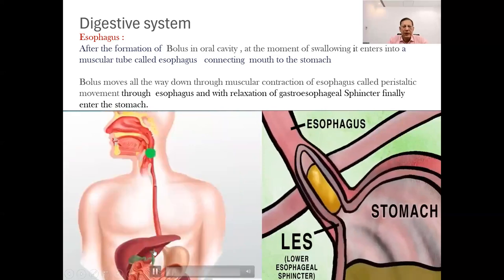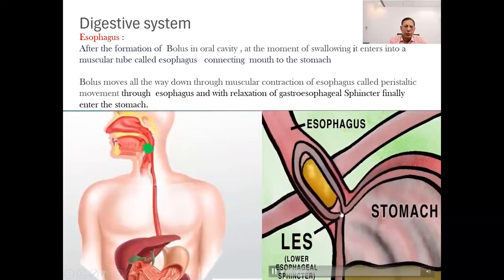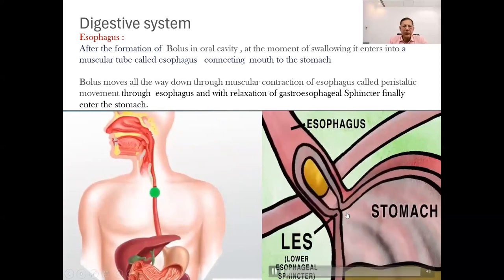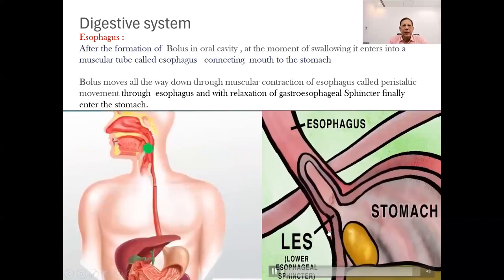If in some cases antiperistaltic movement occurs, that might lead to vomiting in some pathological conditions. Now the lower esophageal sphincter. This is the muscular ring which is located at the lower end of the esophagus.